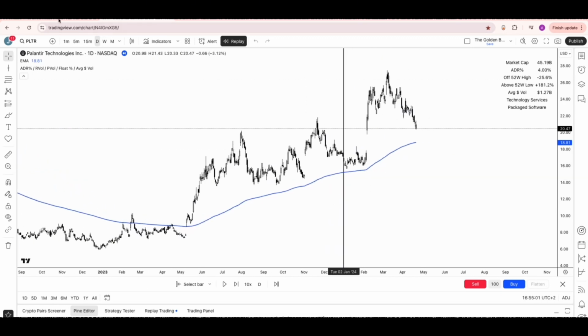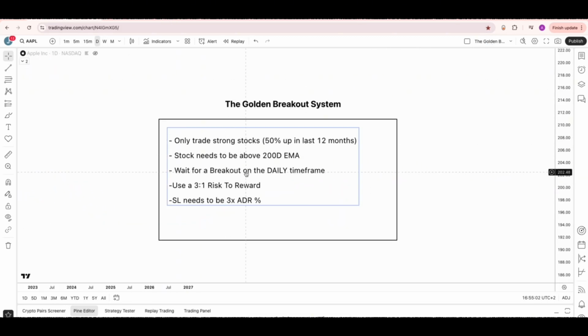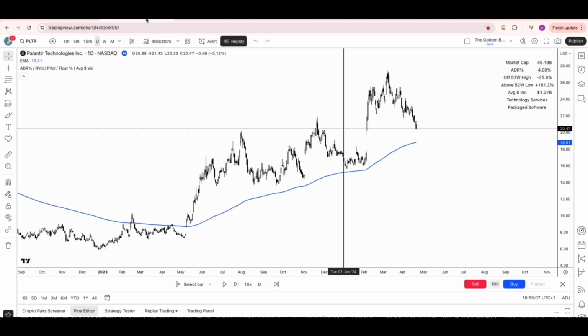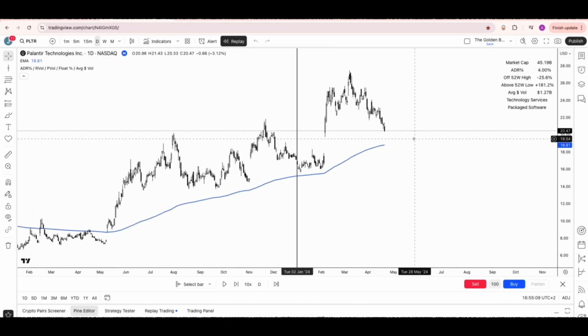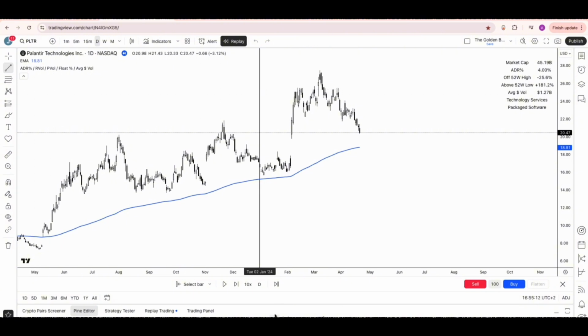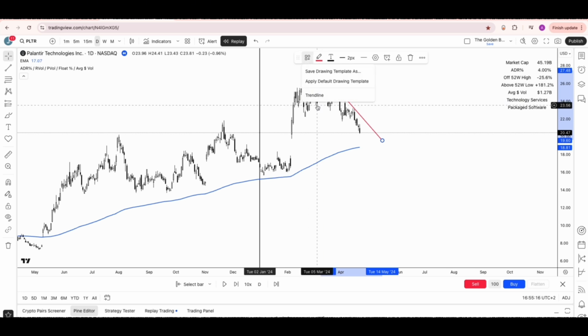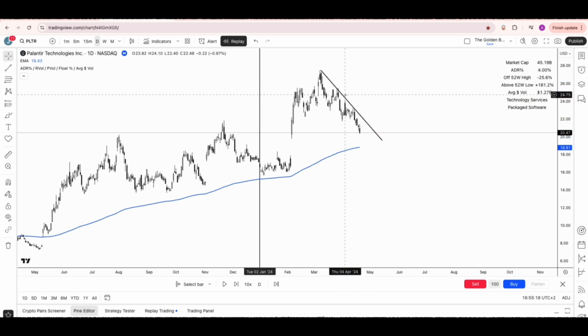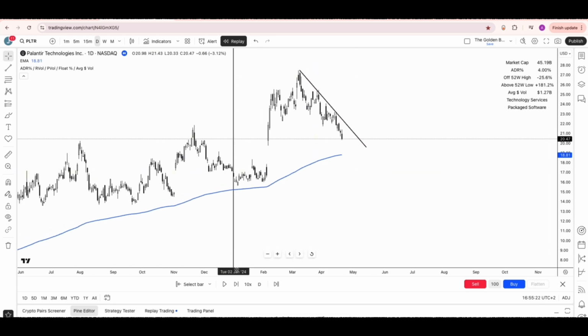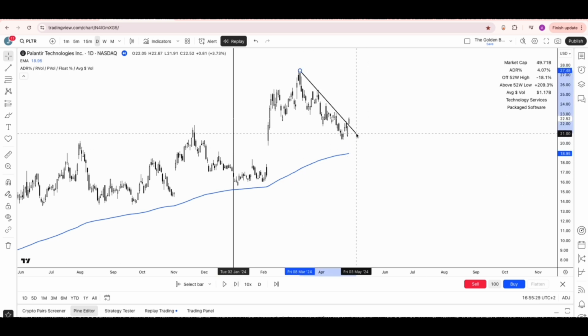But nevertheless, let's now go to the third criteria, which is to wait for a breakout on the daily time frame. And as you can see, I'm on the daily time frame right now. And if we draw a breakout right here, you would see that we need to break this line for us to enter a trade. So let's go ahead and fast forward until we do. And there we have it. At this particular point, our third criteria is met.